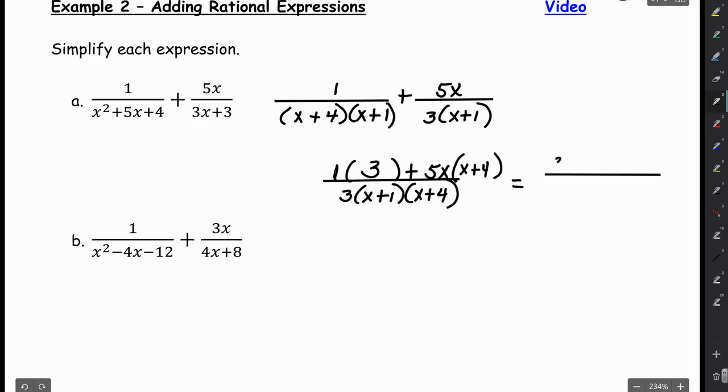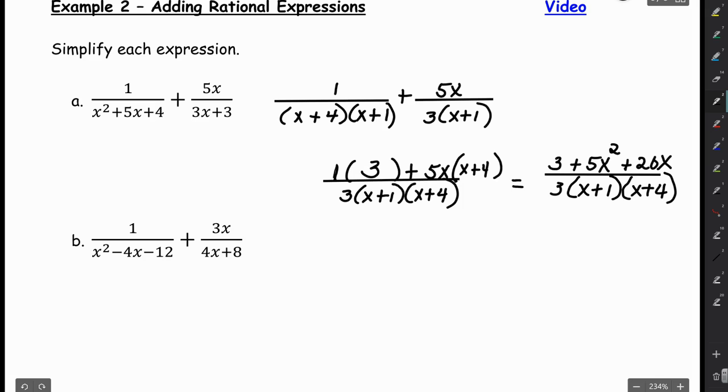So 1 times 3 is 3. 5x times x is 5x squared. And then 4 times 5x is 20x. And you don't have to multiply out the denominator. We can just leave it in factored form.